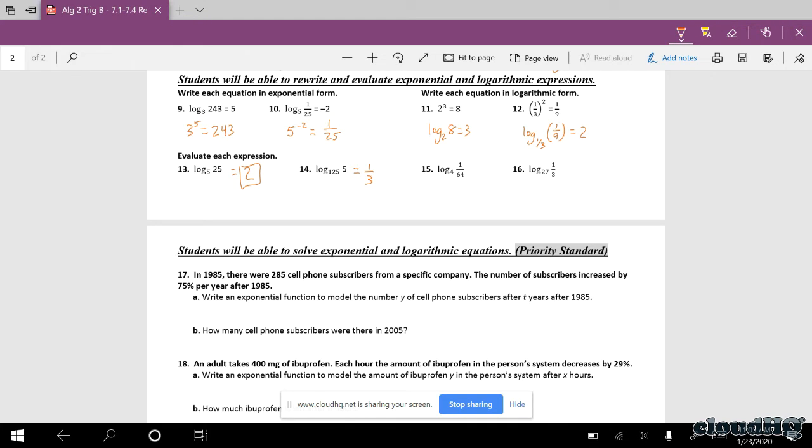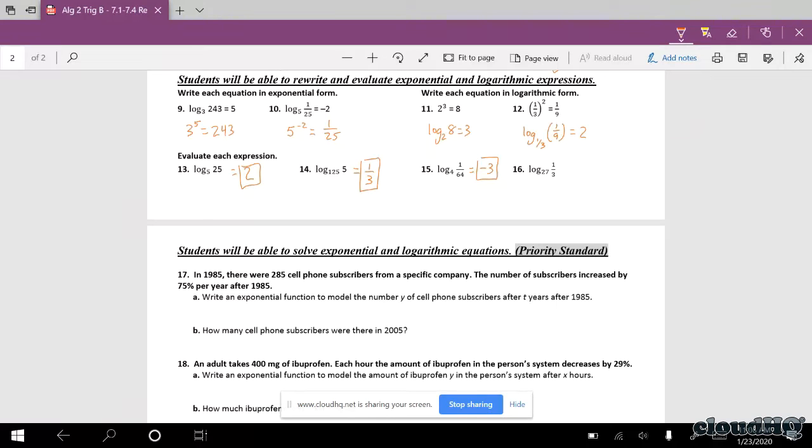125 to the 1/3 gives us 5. Number 15, if you ignore the fact that it's a fraction, 4 to the 3rd is 64. And because it was in the denominator, that just means the exponent needed to be negative. So it was 3, but it had to be negative, so -3.